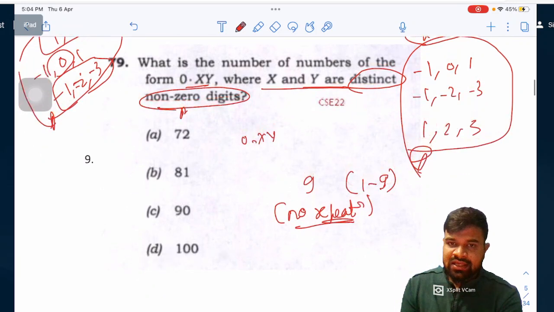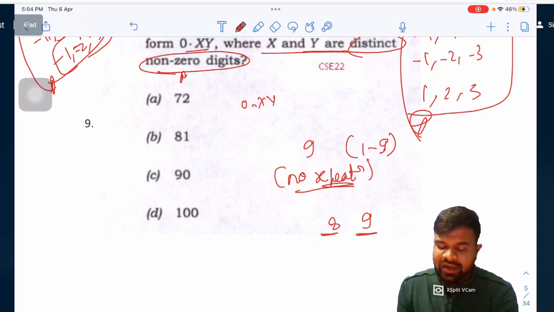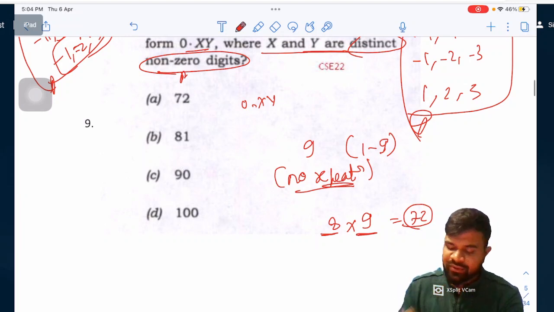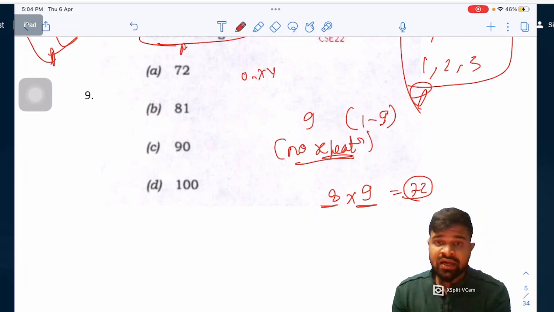If you know about permutation and combination, there are two places. This position can be occupied by 9 digits, and if the numbers are not repeated, that means if one position is taken, the other position can be occupied by eight numbers, and the answer will be 8 into 9. That will be 72. So this is the method by permutation and combination. However, we can do it by imagination also.